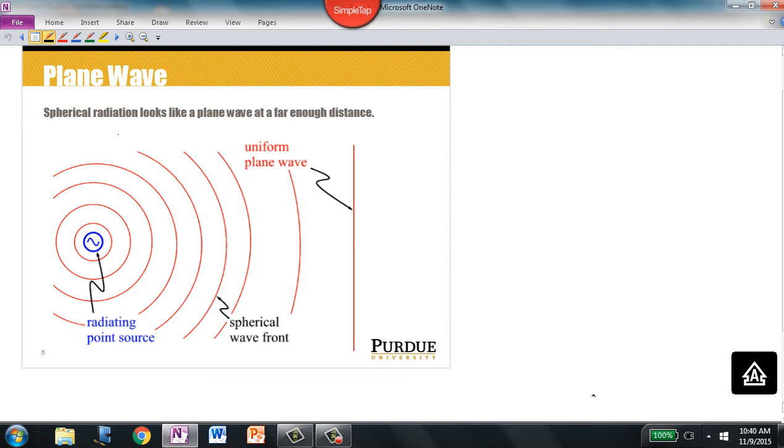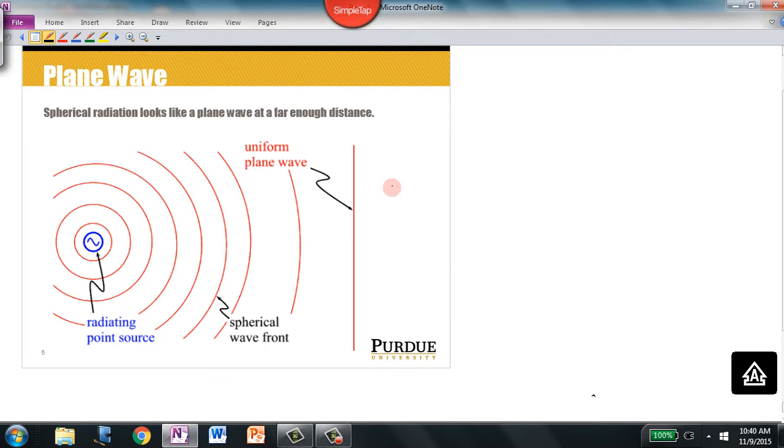However, if we go far enough away from this radiating point source, the radius of curvature gets larger and larger. Here's a very tight circle, where the radius of curvature is smaller. If we go far enough away, the radius of curvature has gotten so large that the wave appears as a straight line, and we call this a plane wave.